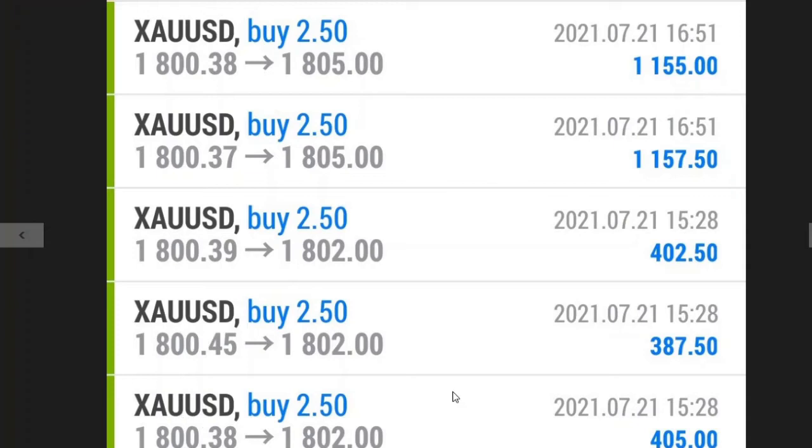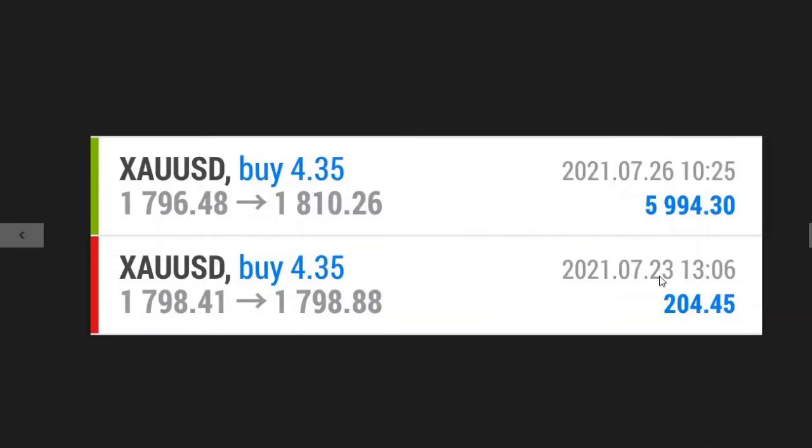Okay, 1800, we entered. Our first take profit was at 1802, and our second take profit was at 1805, and you can see that all of them hit TP. So this was more like scalping. For gold we normally like to scalp. All right, let's go on.